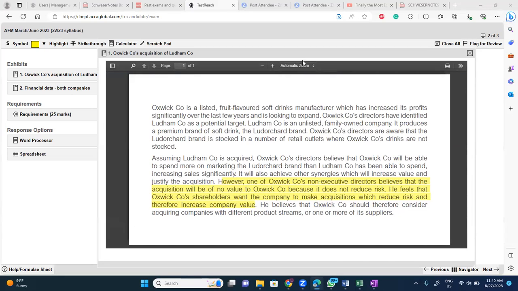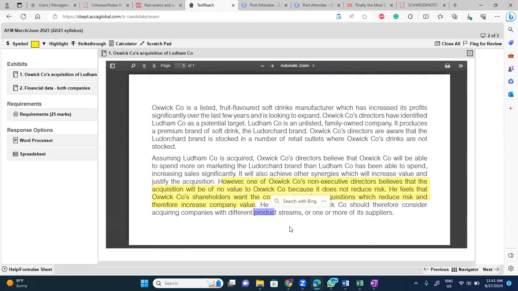Partially agreed. That means you will discuss. This is okay. So this statement is true. One of the students is saying, sir, shareholder risk is already diversified as it's a listed company. Excellent point. Excellent point. And the non-executive director is also saying that we should also acquire other companies with different product streams.